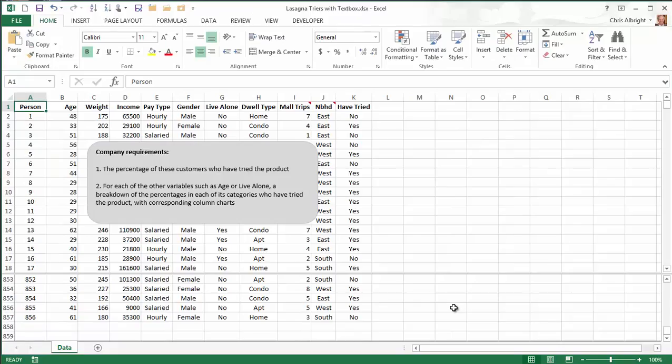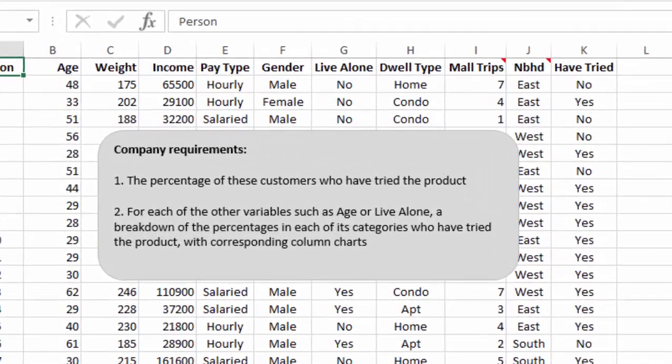The second example lists 856 potential customers for a new frozen lasagna product. The last column indicates whether the person has tried the product, yes or no. The company marketing the product wants to understand which customer characteristics might be associated with lasagna triers. Are they young? Do they live alone? Do they make large salaries, or what? Specifically, the company wants the information described in the text box.